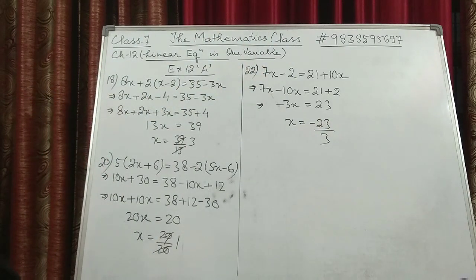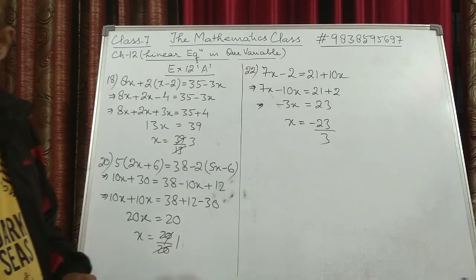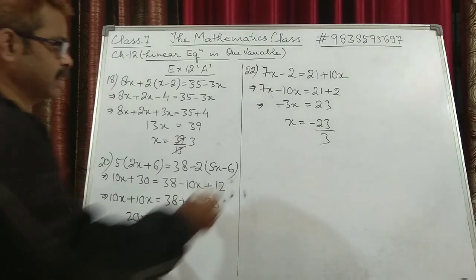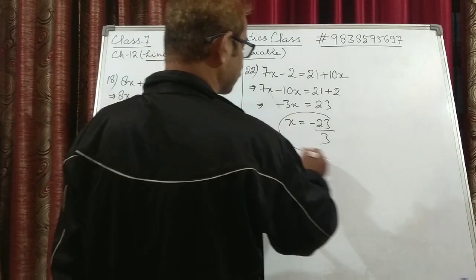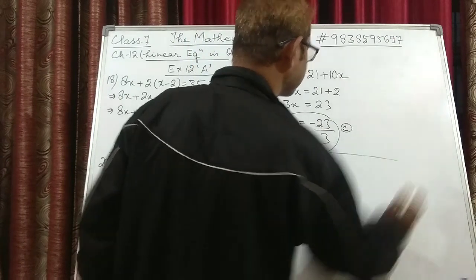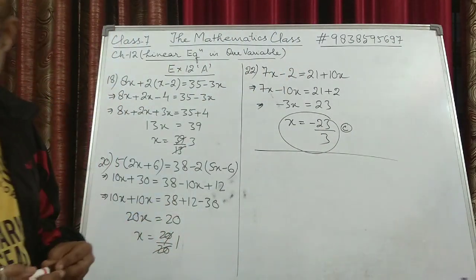And they say a fraction, an integer, a rational number, and none of these. So you can say it is a rational number or you can say it is a fraction. Basically it is a rational number. So it is a rational number, that is C part. So this finishes with your exercise 12A.